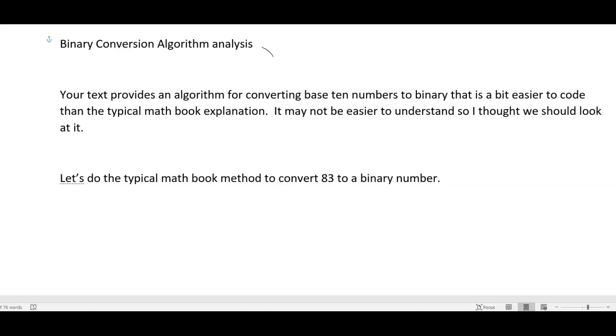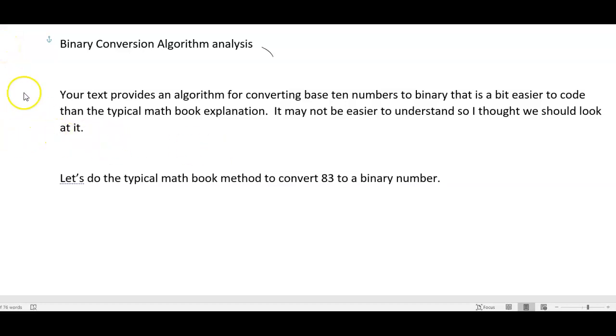There's two different ways we're going to look at. One is a more traditional approach taken by most math books, and you may be familiar with. And the other one is the approach taken in your book, which is more from a computer coding point of view and maybe a simpler algorithm. So we're going to take a look at both of those and see how they both do the same thing. And in the process, I'm going to remind you about the meaning of the div and mod commands.